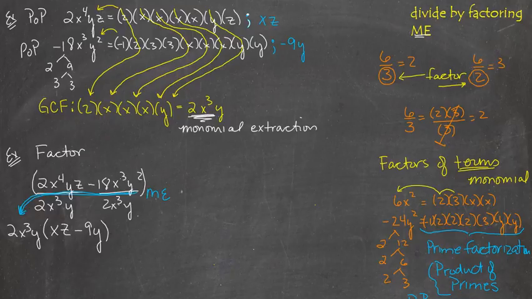But if I factor this whole expression by factoring each part separately, I end up with 2x cubed y, my greatest common factor, times what's left? xz and negative 9y. Now, this is a process to help you understand what we're doing, but really, when we factor by monomial extraction, most of the time we're just going to do it in our head because most of the problems we'll encounter are pretty easy to find the greatest common factor in our heads. Let me show you how. Or at least let me show you how I do it.